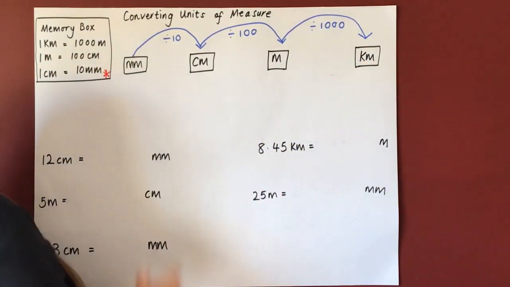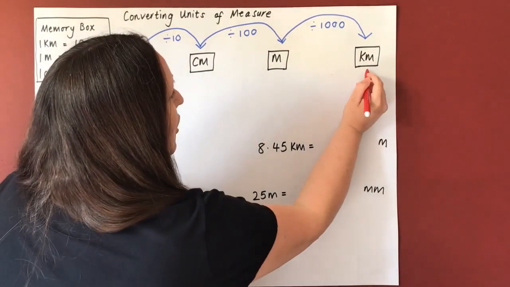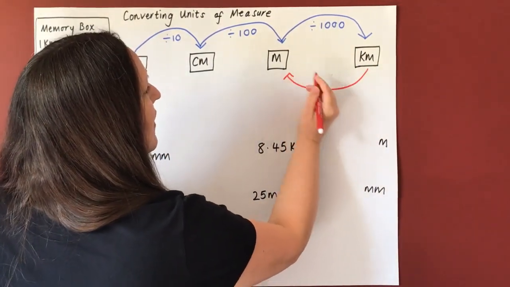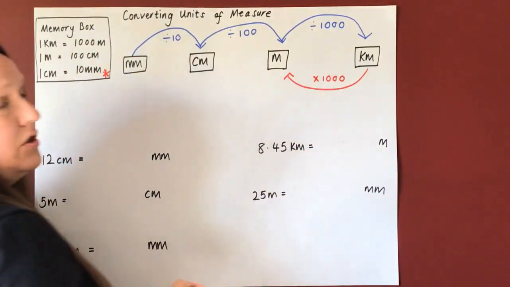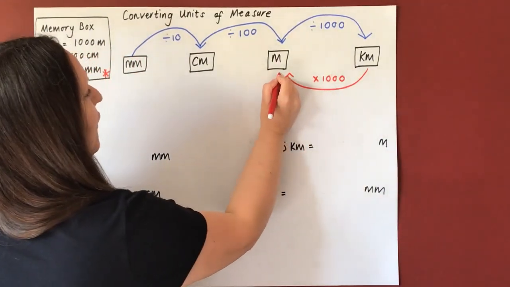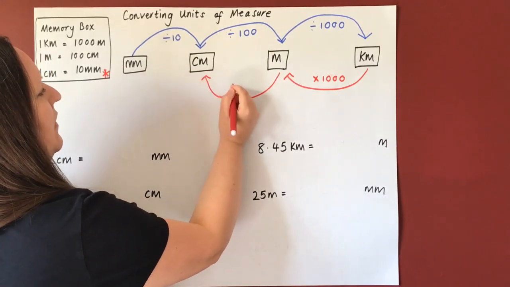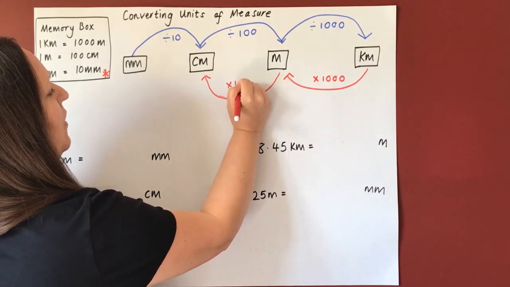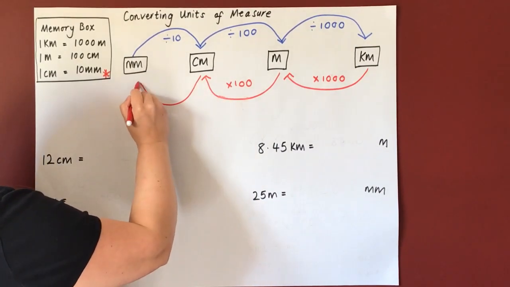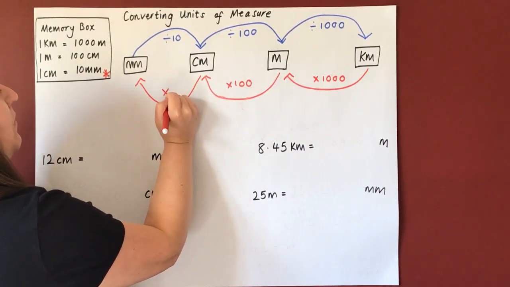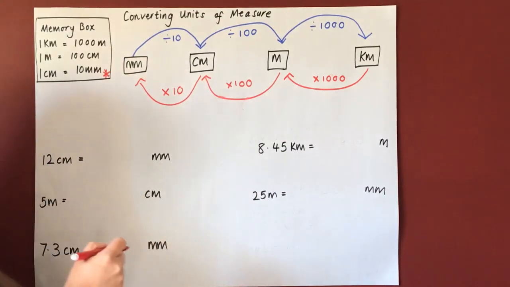Now I'm going to switch colours to red, and we're now going to go from the larger units to our smallest units. So from kilometres to metres we times by 1,000. From metres to centimetres we times by 100, and from centimetres to millimetres we times by 10.